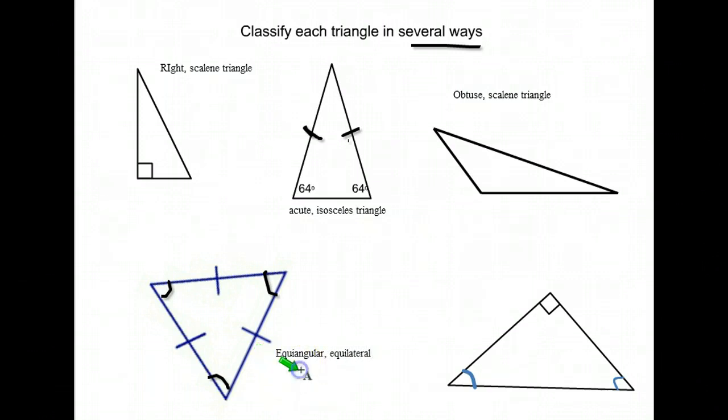If they asked to classify by angle, we would say equiangular. If they asked us to classify by sides, we'd say equilateral. If they want it in several ways, it's both equiangular and equilateral.